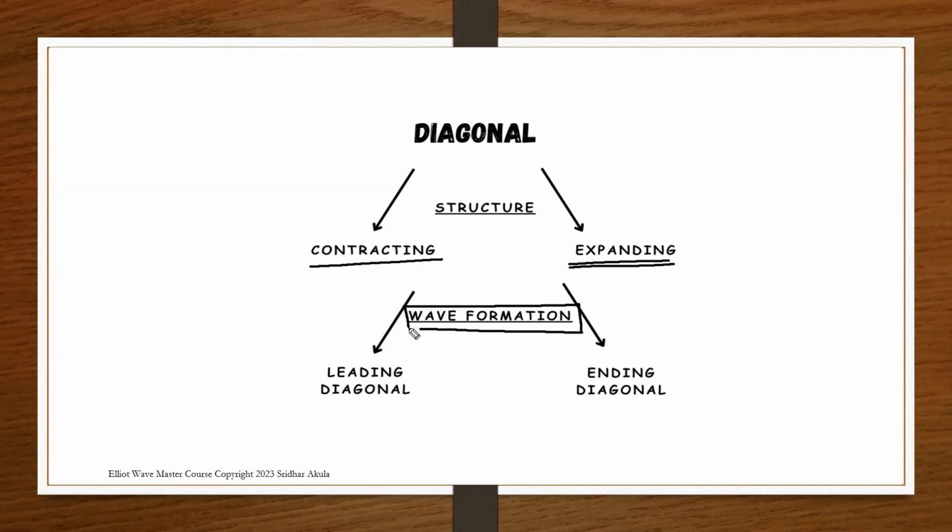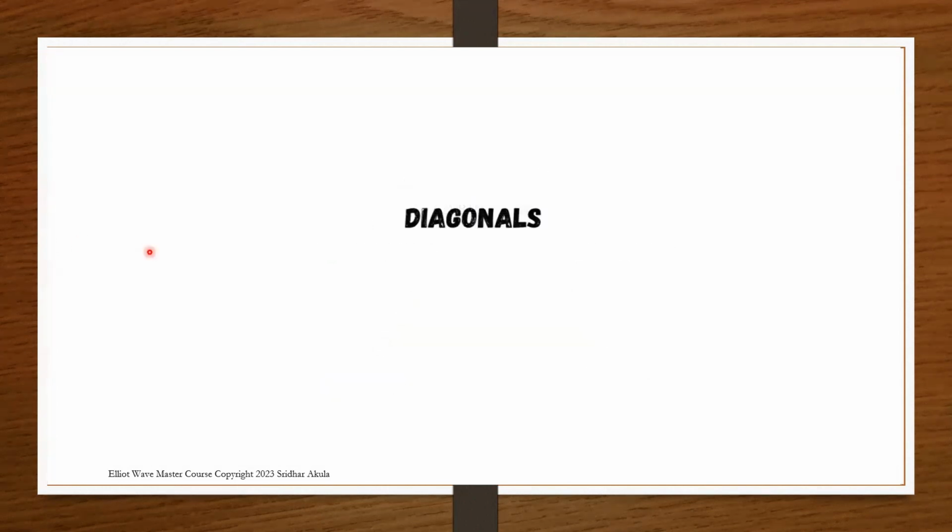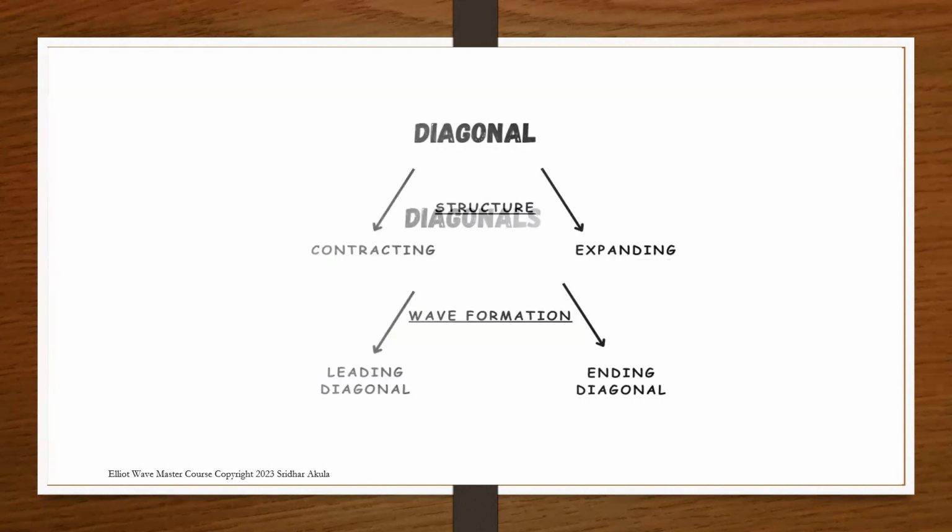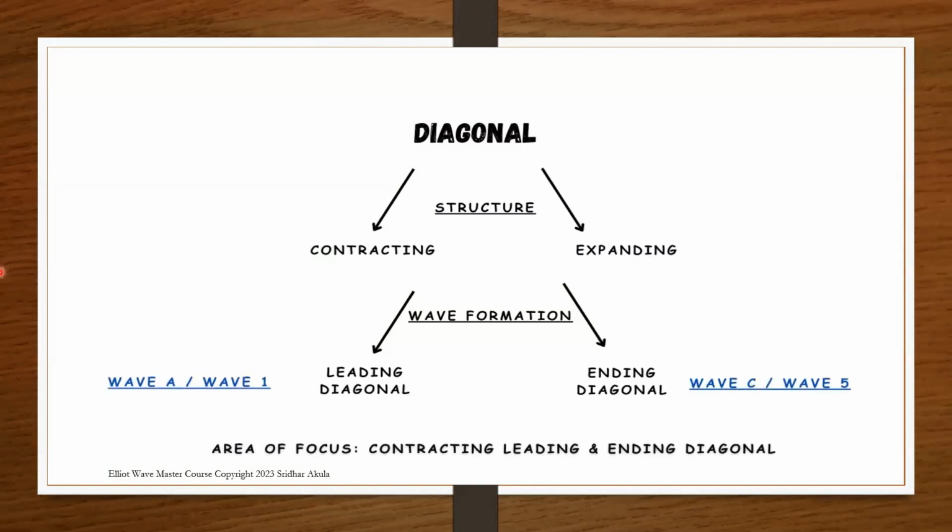So where the diagonal forms is the main part. If the diagonal forms in your wave A or wave 1, then it is called a leading diagonal. The name leading comes from the word lead, meaning it is the beginning of any wave. Wave A and wave 1 are the beginning. If a diagonal is formed in wave 1 or wave A, it is called a leading diagonal.